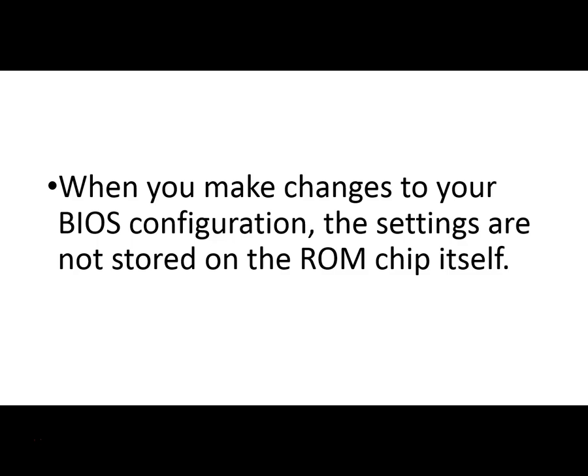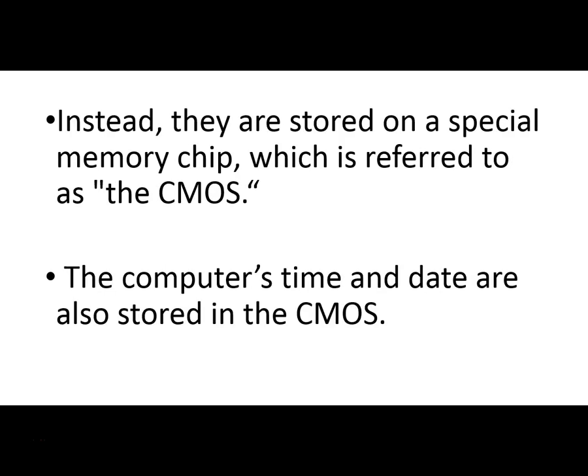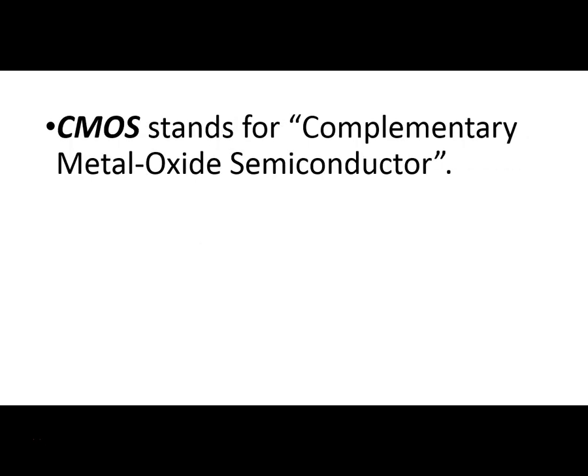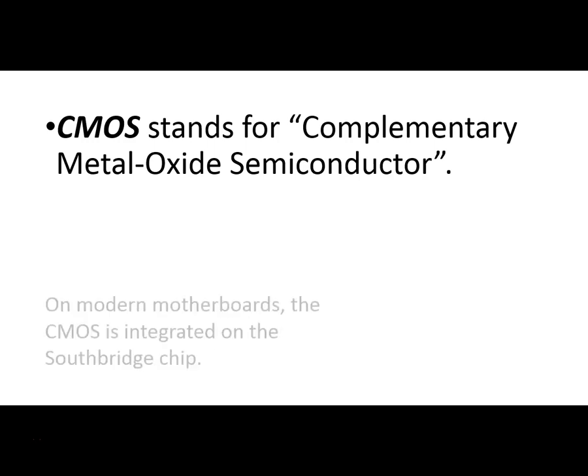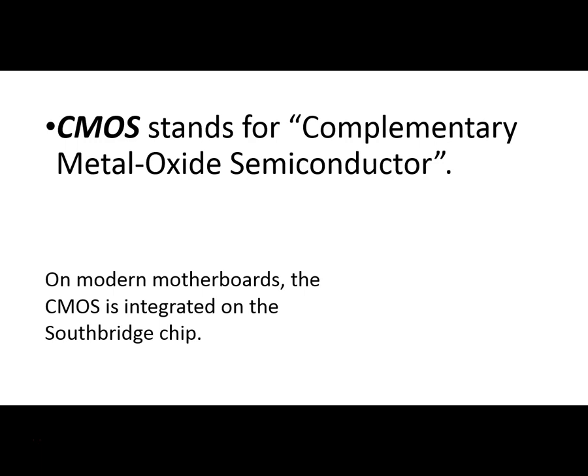When you make changes to your BIOS configuration, the settings are not stored on the ROM chip itself. Instead, they're stored on a special memory chip, which is referred to as the CMOS. The computer's time and date are also stored in the CMOS. CMOS stands for Complementary Metal Oxide Semiconductor. On modern motherboards, the CMOS is integrated on the Southbridge chip.